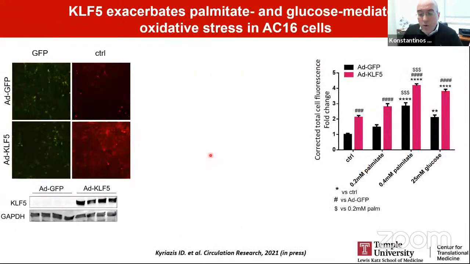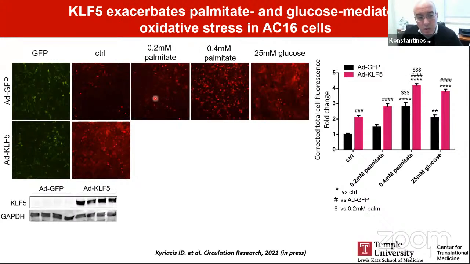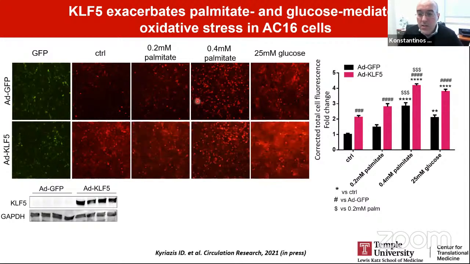Then we did an in vitro experiment. We first overexpressed KLF5 in AC16 cells, and you can see the increase of ROS staining in those cells. And then we treated the control cells and the KLF5 cells with palmitate or high levels of glucose, which we know induce oxidative stress. And in all cases, it seems like KLF5 exacerbates oxidative stress in these cells.